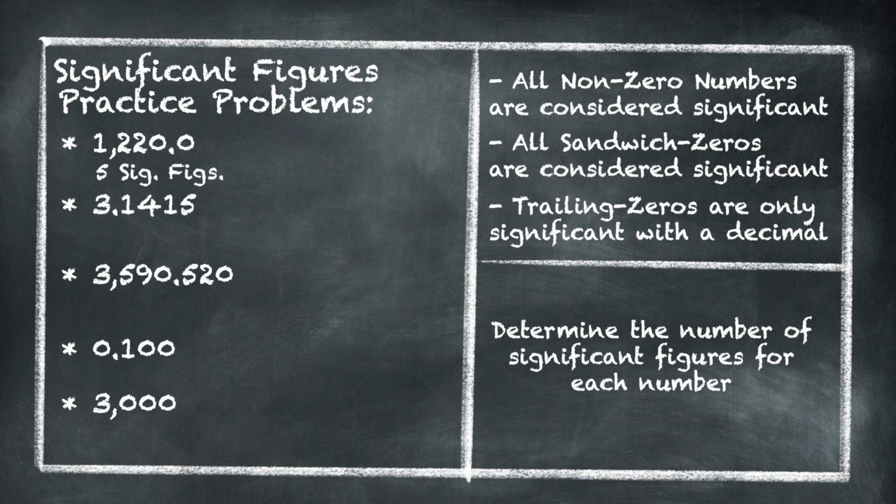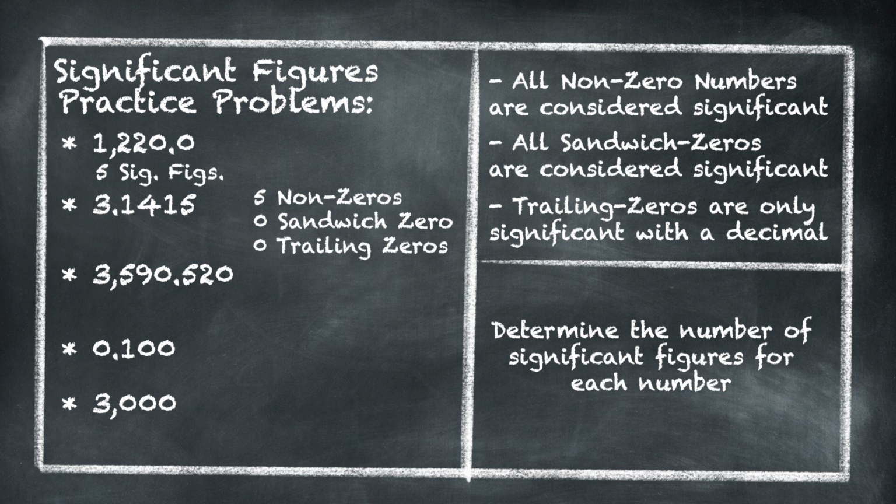Next one, 3.1415. We count these out. We got 5 non-zero numbers: the 3, the 1, the 4, the 1 and the 5. We have no sandwich zeros or trailing zeros in this. In fact, we have no zeros. So this gives us a total of 5 significant figures.